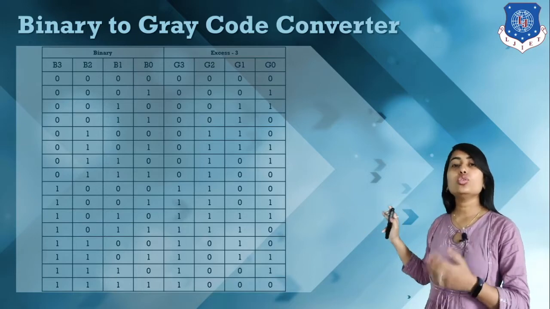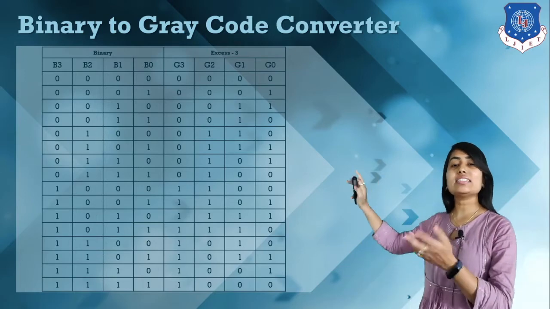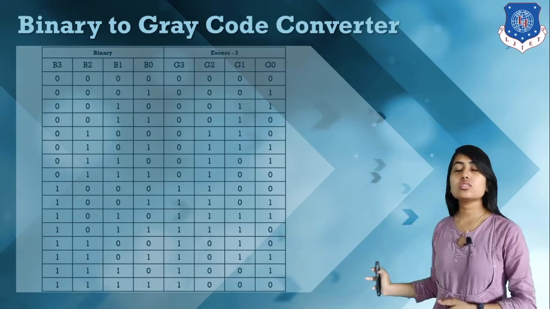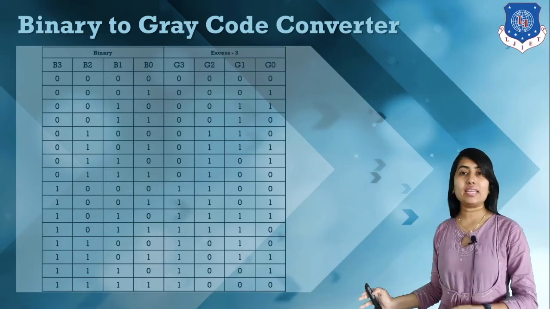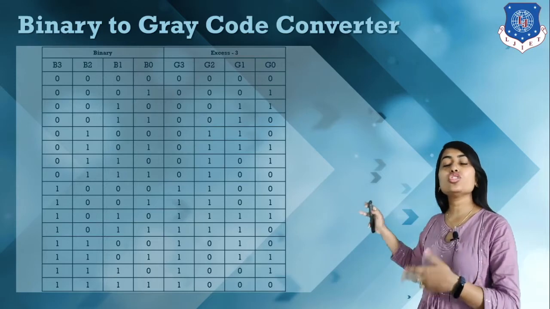So how can we convert to gray? The MSB stays as it is, and then we do successive XORing between bits, and we have our gray values. So this is our gray code for the respective binary values. Here we have the gray code format G3 G2 G1 G0.